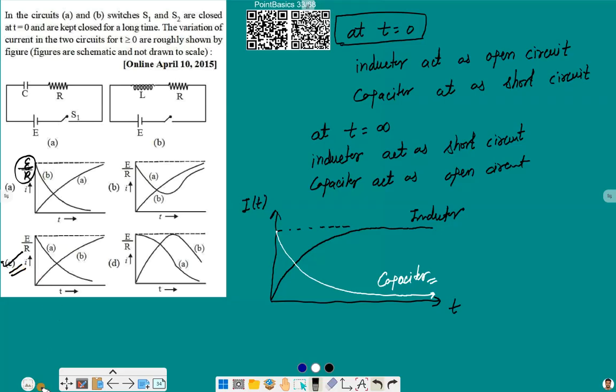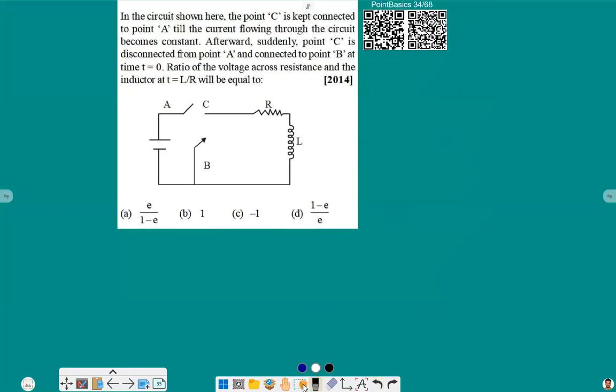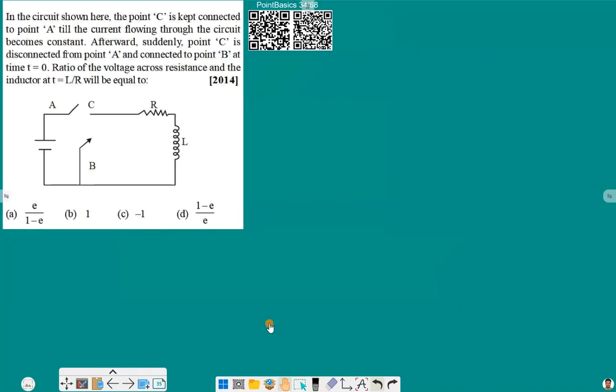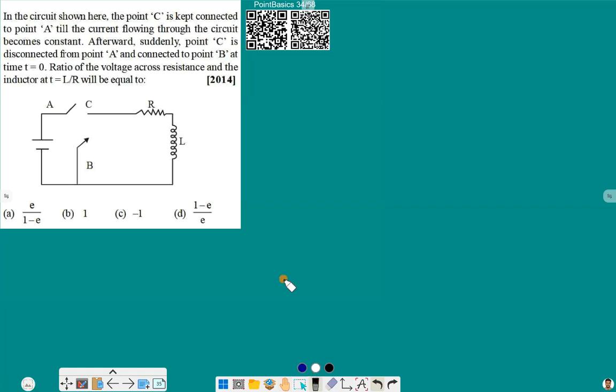Let's move to the next one. In the circuit shown here, the point C is kept connected to point A. So C and A are connected till the current flowing in the circuit becomes constant, which means the inductor gets fully charged. Afterwards, suddenly point C is disconnected.